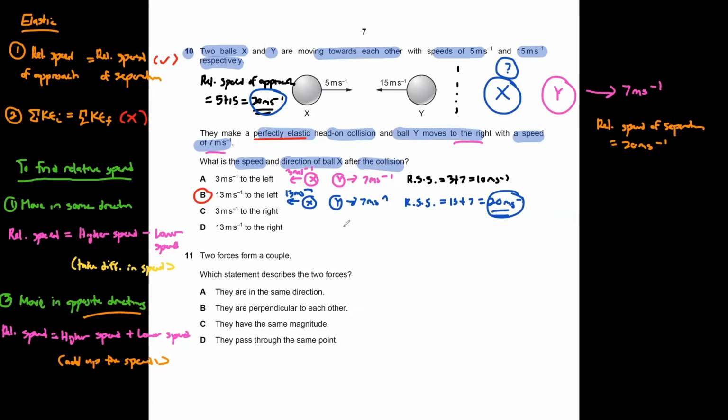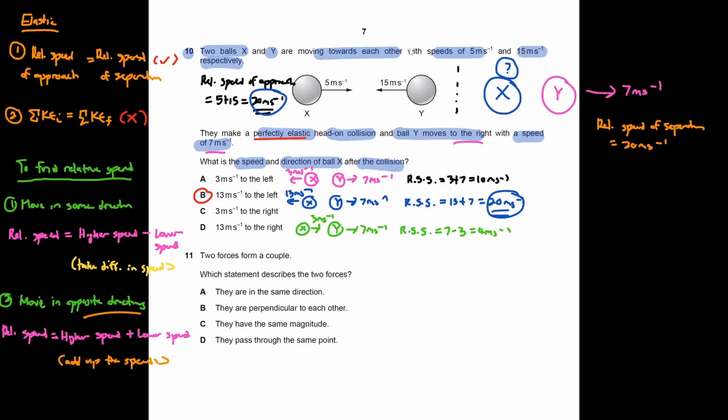So if you evaluate C, where they tell you it's 7 meters per second towards the right, and then it is 3 meters per second towards the right also for x. The relative speed of separation here, because they're both moving in the same direction, you take the difference in the speed. Higher speed minus lower speed. So it will be 7 minus 3 equals 4 meters per second. So this one is definitely out.